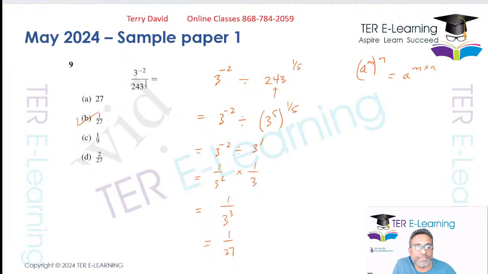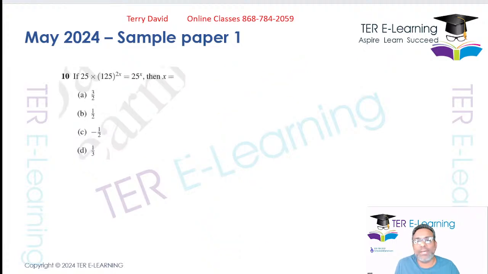That's number 9. Question 10, I have another question here based on indices. So I have 25 multiplied by 125, and you're raising that to the power 2x, and this is equal to 25 raised to the power x. Anytime you have a question like that, you need to look at these numbers here. We have 25, we have 125, and we have 25 here.